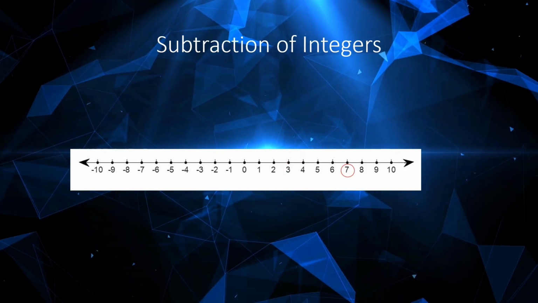To subtract a negative number, let's look at 7 minus minus 2. When we subtract a negative number, it's the same as adding the positive equivalent. So, 7 minus minus 2 becomes 7 plus 2. Therefore, 7 minus minus 2 equals 9.